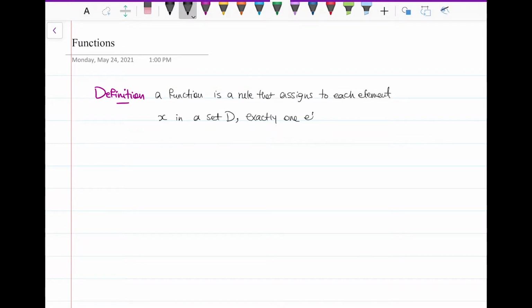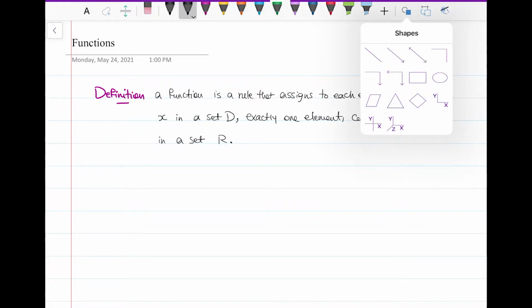Definition. A function is a rule that assigns to each element x in a set D exactly one element called f of x in a set R. Well, let me show it to you how it looks like.